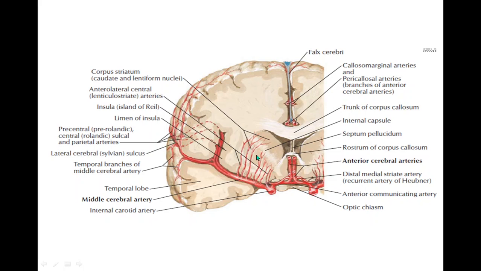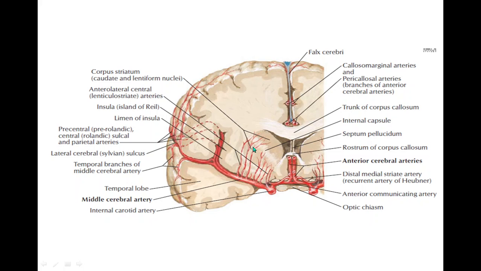Even the central branches of these vessels are mainly supplying the white matter of the cerebral hemispheres, including the nuclei present within the cerebral hemispheres. What are the nuclei? The basal ganglia, the thalamus. All these are supplied by these central branches, which are branches from the main vessels, either the middle cerebral, posterior cerebral, or the anterior cerebral artery. So these are called the central branches.